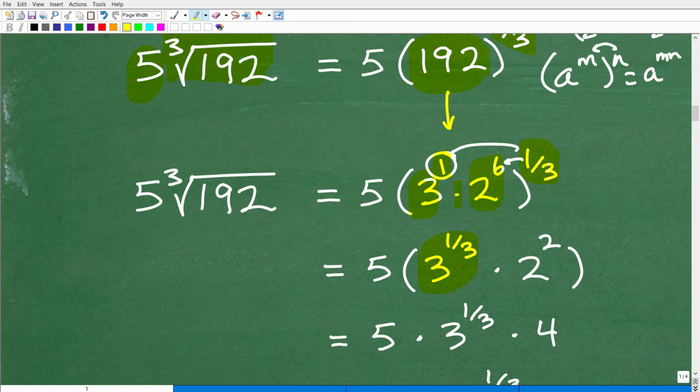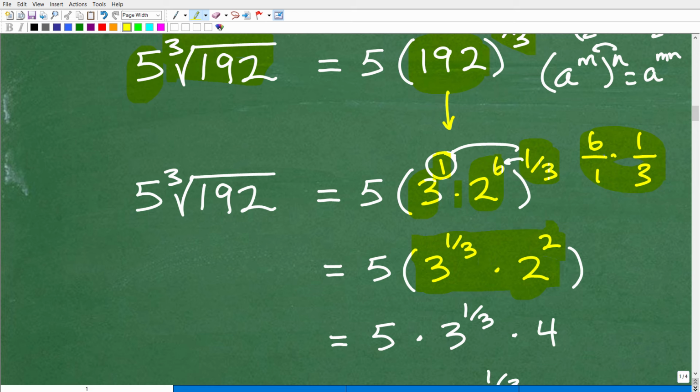And then 1/3 times 6, hopefully all of you are experts in fractions. If you're not, you've got to check out some of my YouTube videos on fractions. They literally got millions of views. So this is going to be 2. Now we've got 2 to the second power. So 6 times 1/3 is 2.